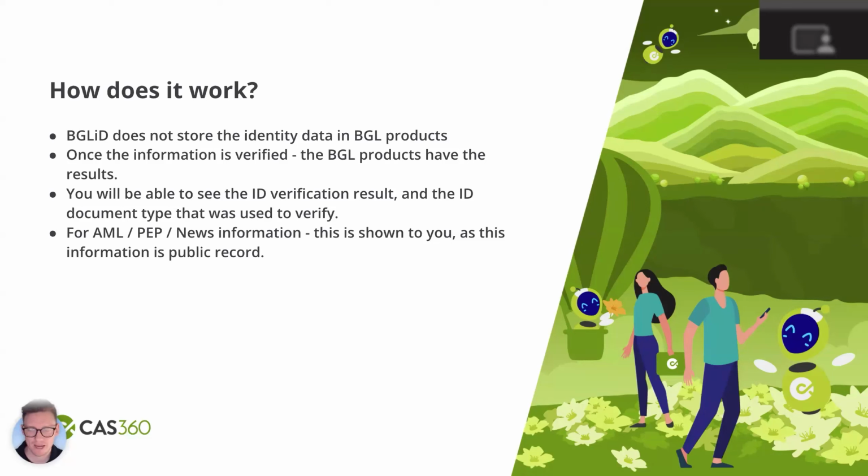For PEP, AML, news, this is all public data. Okay, so it will be stored and kept in your system. If someone has a political exposure, for example, or an AML record, this is obviously different to their ID, because generally this is websites or news articles.